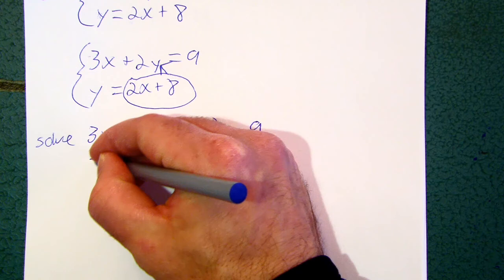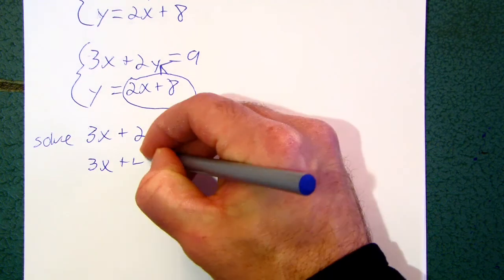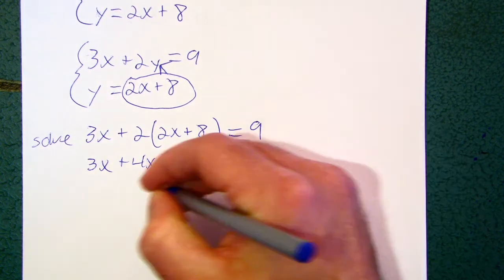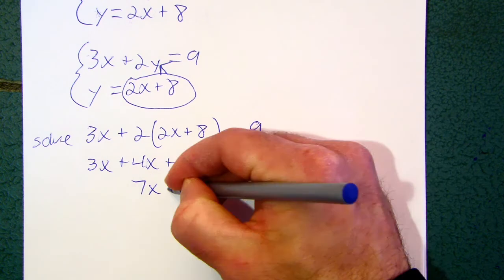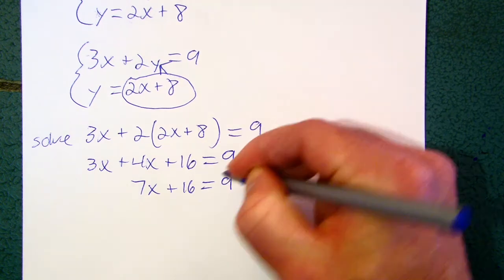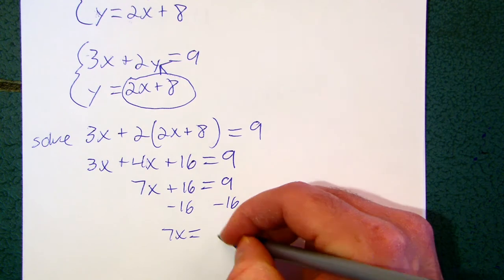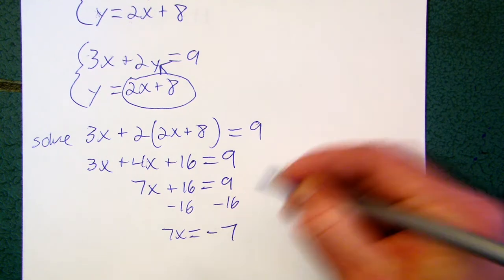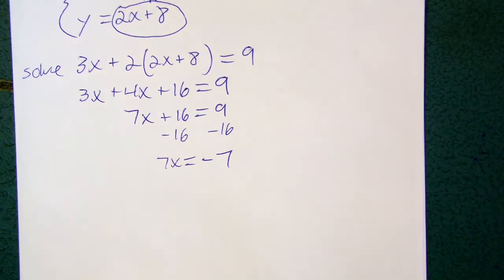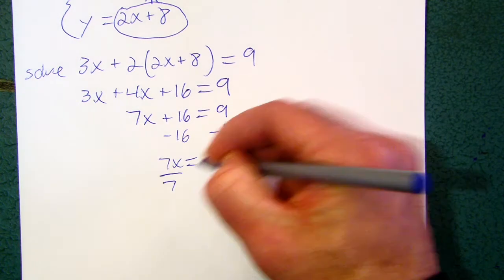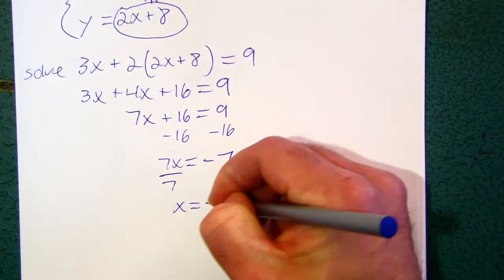Got to do a little distributive property first. So we got 4x plus 16 equals 9. So it's going to be 7x plus 16 equals 9. Subtract 16. So I get 7x equals negative 7. Divide both sides by 7. X equals negative 1.